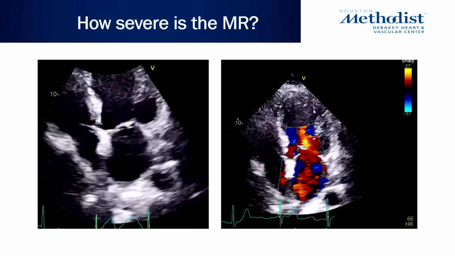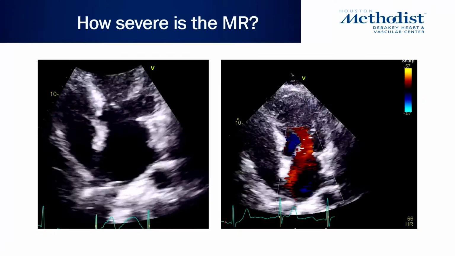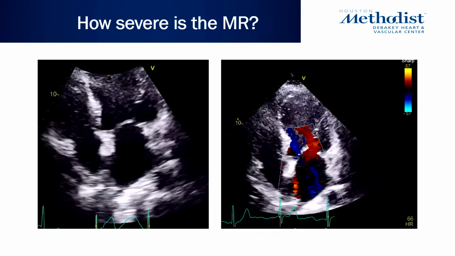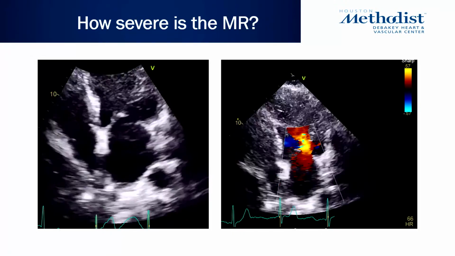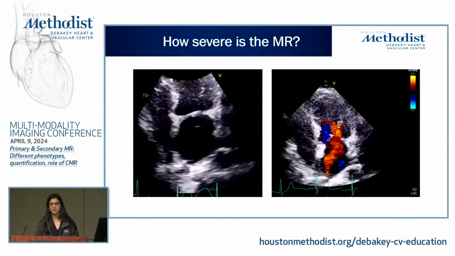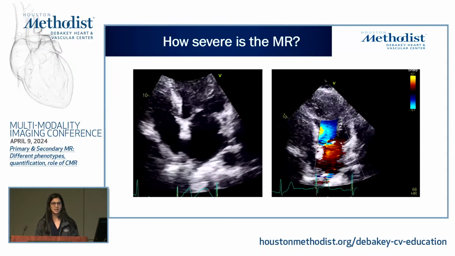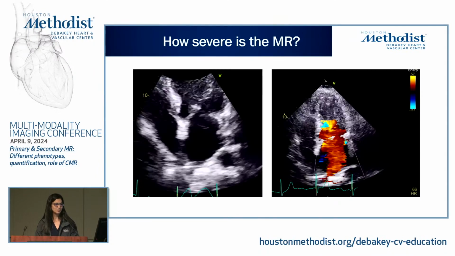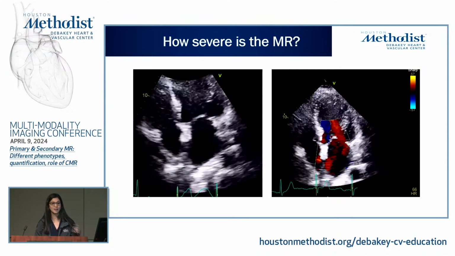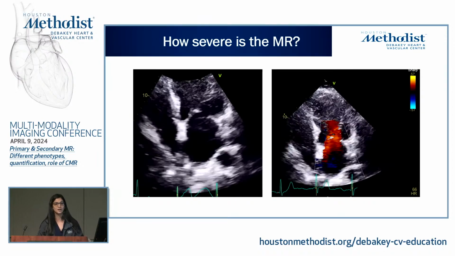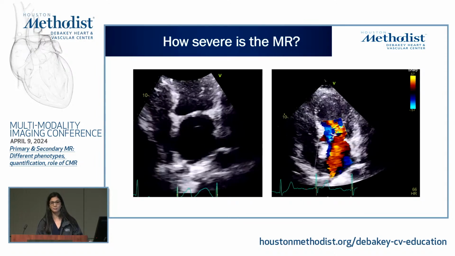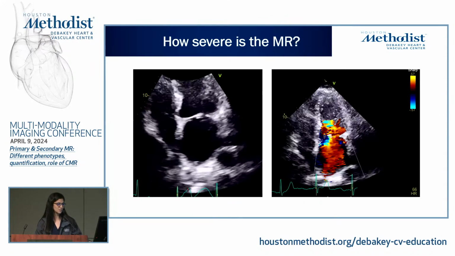So how would you read this echo? Mild, moderate, or severe? More views. Okay. So this is just to prove a point that MR evaluation is not straightforward. And it's okay not to be able to tell how severe the lesion is just by looking at color Doppler. That's why we're going to talk about other ways you can quantify mitral regurgitation severity. Never only rely on your color Doppler, especially if the jet is not well visualized.